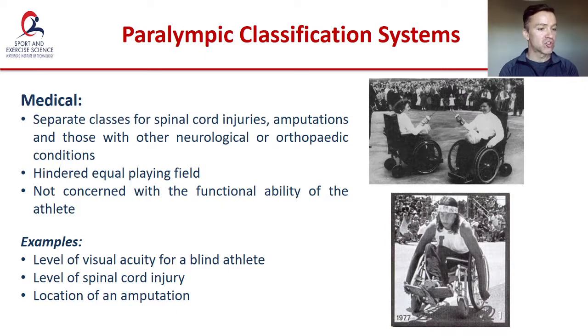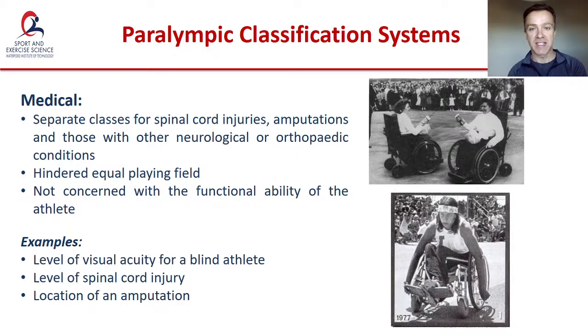It tried to come up with a level playing field, and it did start to put some organisation on things. However, it wasn't concerned with the functional ability of the athlete. And of course, we could have two athletes who have a leg amputation, but their functional ability can be very different based on where the amputation takes place. For example, is the amputation below the knee or is the amputation above the knee? An athlete who has an amputation below the knee, so still has a knee joint and some functioning limb below the knee, will have a greater functional ability than an athlete who has an above the knee amputation.